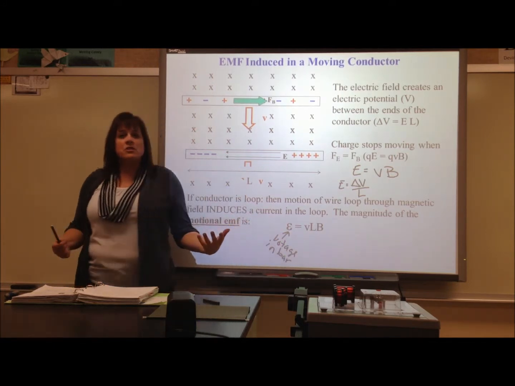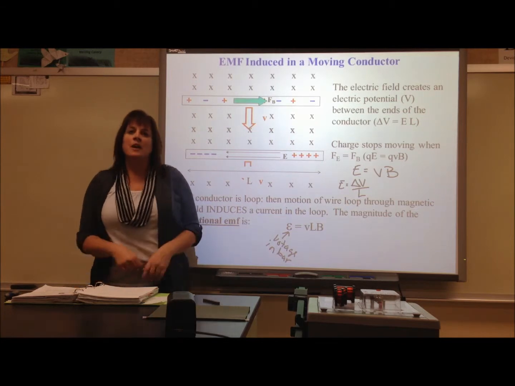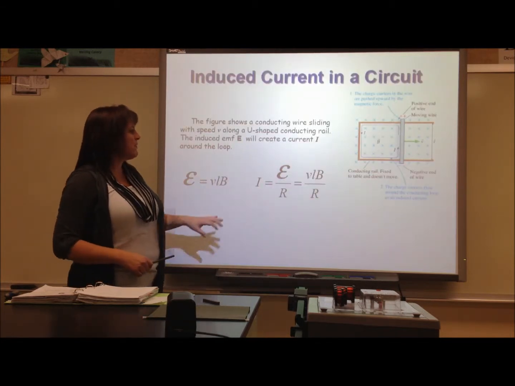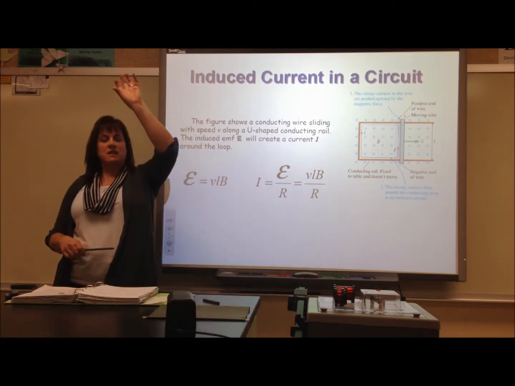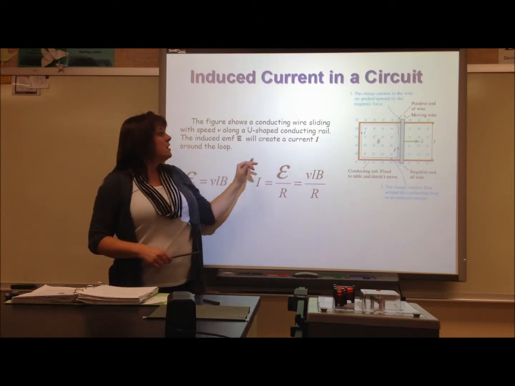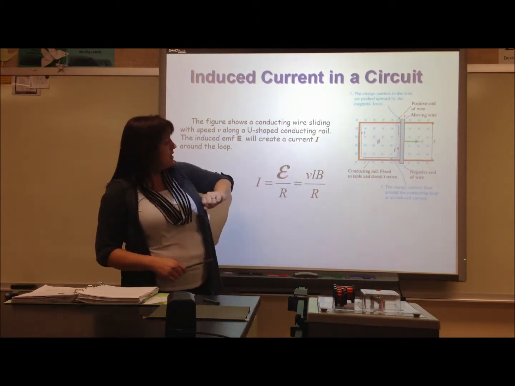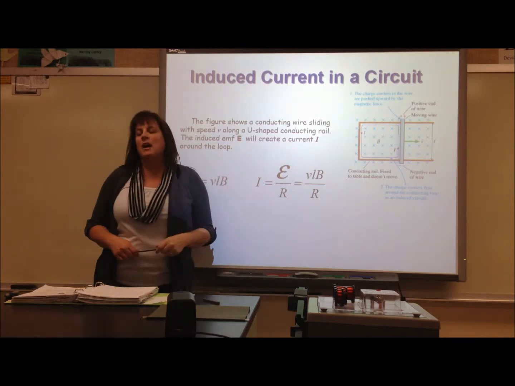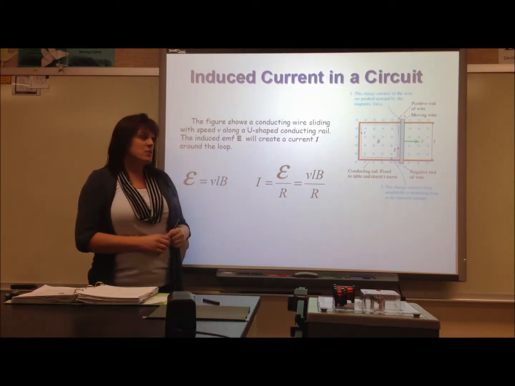Once I have voltage, I have current. So if we go back to our last unit, here's my motional EMF equation: current is the amount of voltage divided by the resistance in the circuit. So here is my voltage divided by the total resistance of my circuit. That'll tell me how much current is flowing in my circuit.